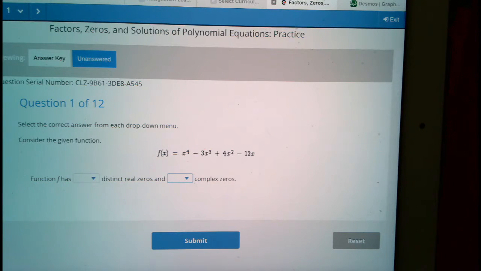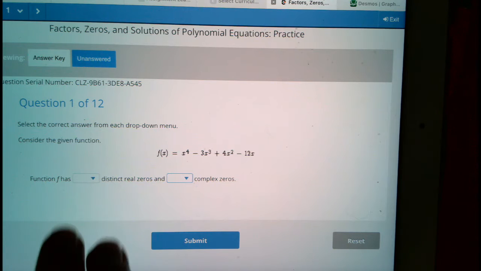Hello, we are talking about lesson 6.4 today, which is factors, zeros, and solutions of polynomial equations. And the first problem that I have listed in my practice section is the one that you see on the screen. It says, consider the given function, f of x equals x to the fourth minus 3x cubed plus 4x squared minus 12x.